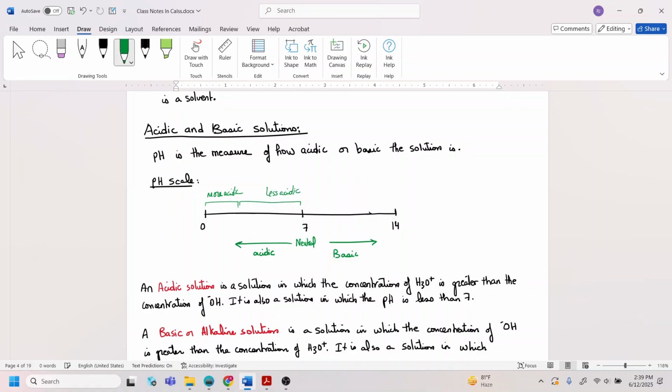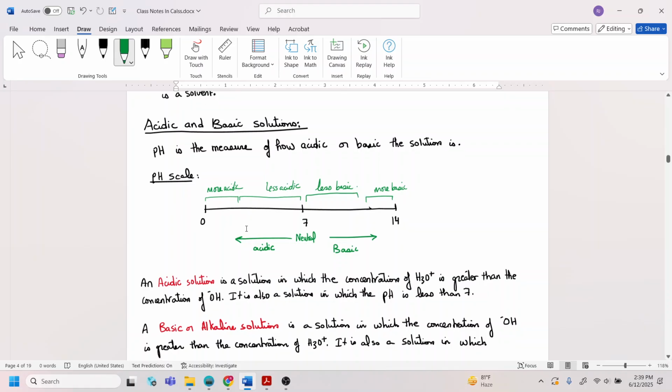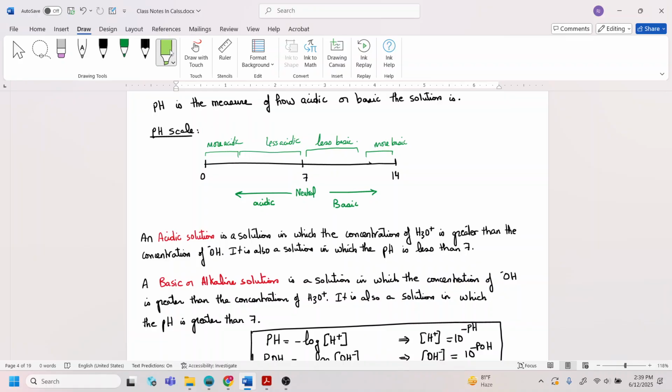This is less acidic. And the closer it is to the 14, the more basic your solution is, and the closer it is to the 7, the less basic it is. Okay, so when the pH increases, your solution is going to be more basic, and when your pH decreases, then your solution is going to be more acidic. An acidic solution should have a higher concentration of H3O plus ions than OH minus ions. This is why we call the solution acidic, and its pH is less than 7.